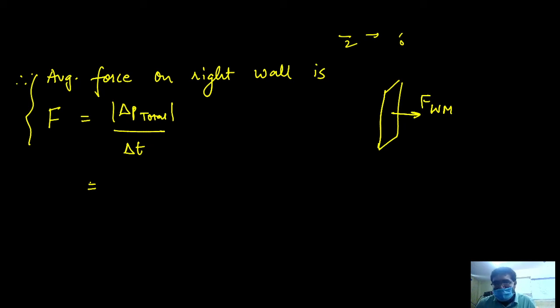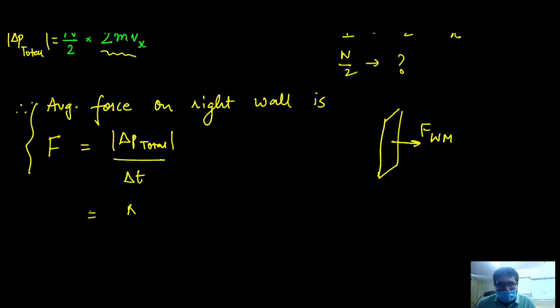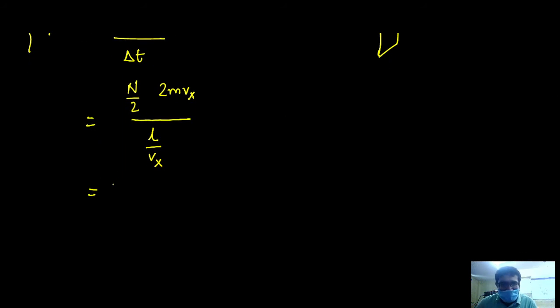Delta P total upon delta T. Okay, so let's put that here. N by 2 into 2mvx upon delta T. Delta T equal to L upon Vx. I hope you got this simple step. Just putting in the values. So let's cancel and put things. So 2 cancels, and this will become n into m into vx square upon L. So this is the average force acting on that wall.